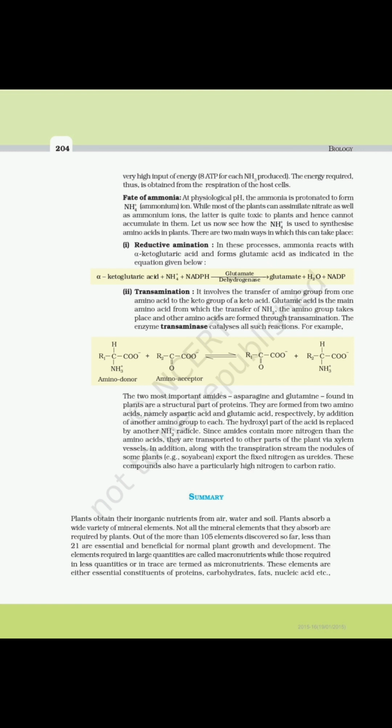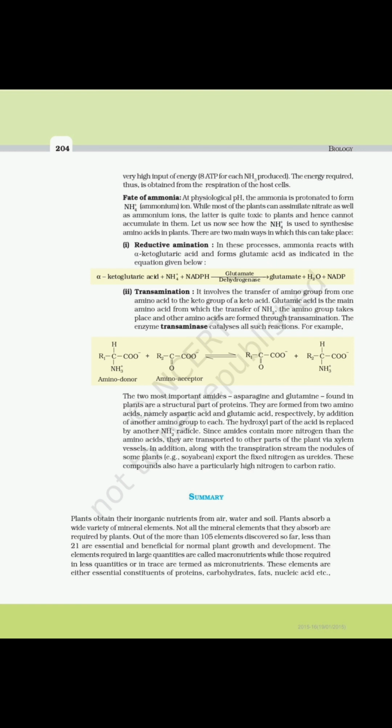Since amides contain more nitrogen than the amino acids, they are transported to other parts of the plant via xylem vessels. In addition, along with the transpiration stream, the nodules of some plants, e.g., soybean, export the fixed nitrogen as ureides. These compounds also have a particularly high nitrogen to carbon ratio.